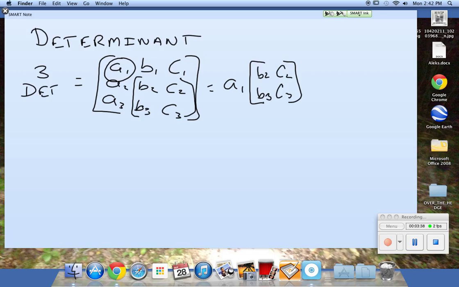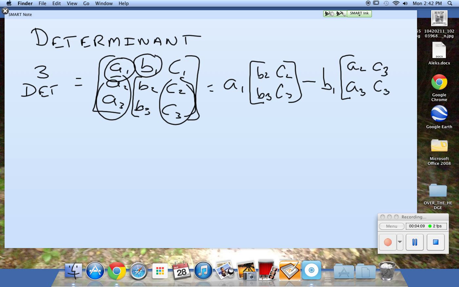Next, we subtract the next one. Everything goes plus, minus on this. So we're going to subtract. Now we're going to take a look at the B1. And we go by this one and this one, the 2 columns that B1's not in. So we're going to go B1 times A2, C2, A3, C3.